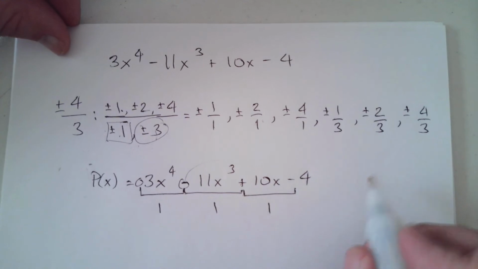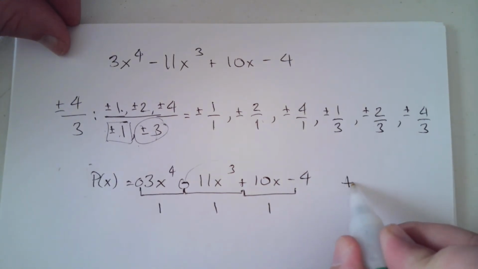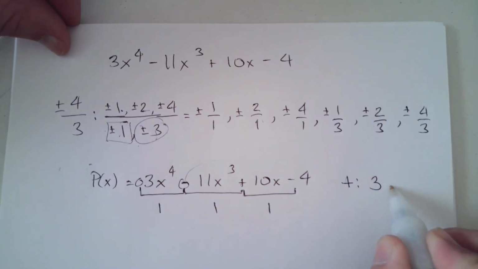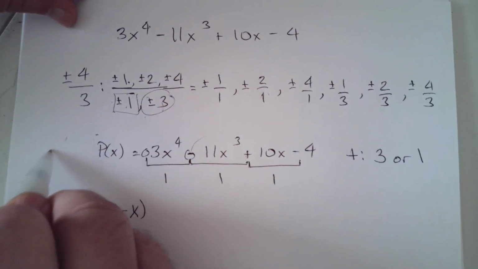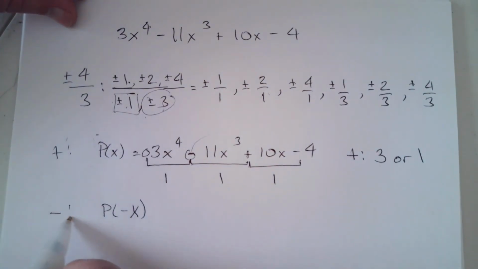From a positive. So for the positive solutions, we have 3 or 1. Remember, you have to subtract by 2. So those are possibilities. That's for positives. Let's look for negatives.